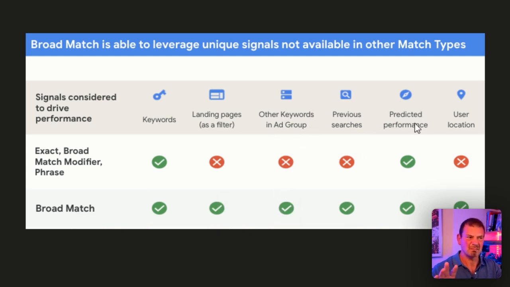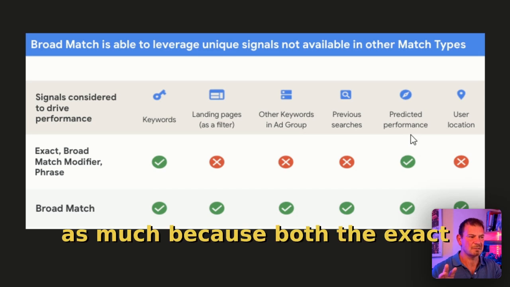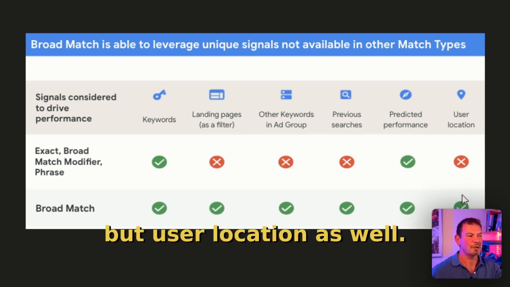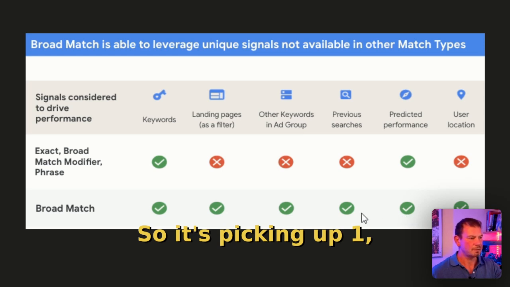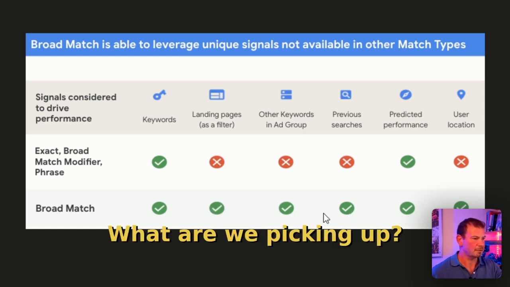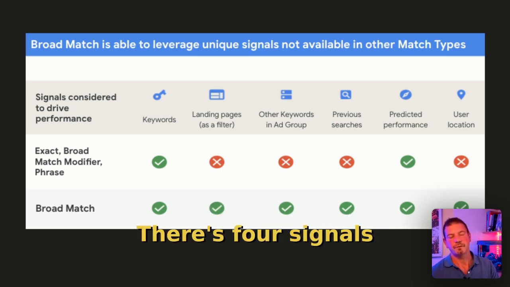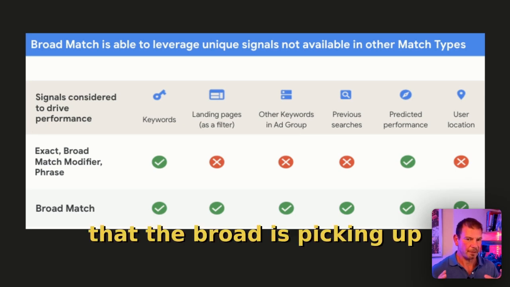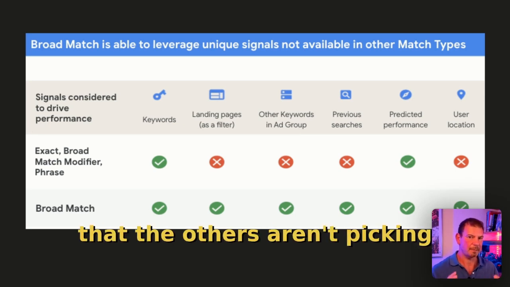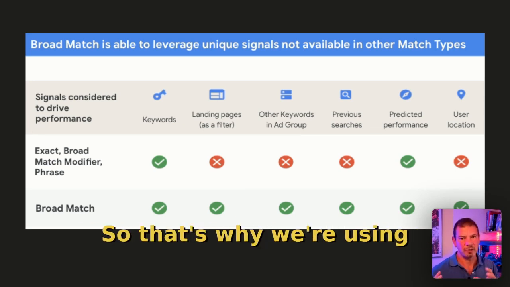Predictive performance, not really interested in that as much because both the exact and phrase use that, but user location as well. So let's pick out 1, 2, 3, 4. There's 4 signals that the broad is picking up that the others aren't picking up. So that's why we're using broad.